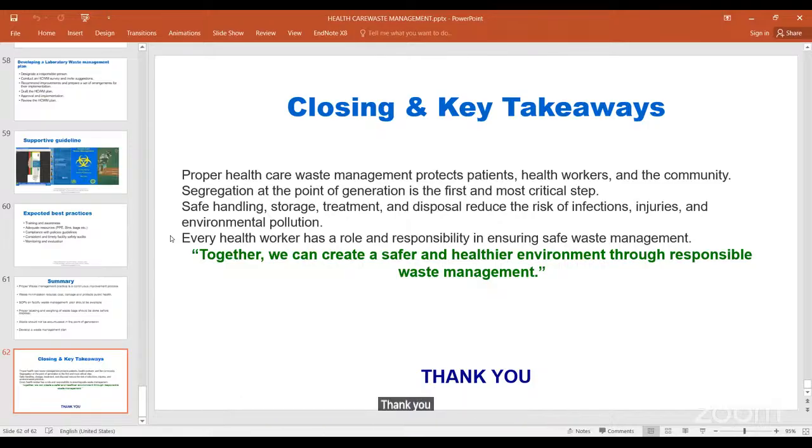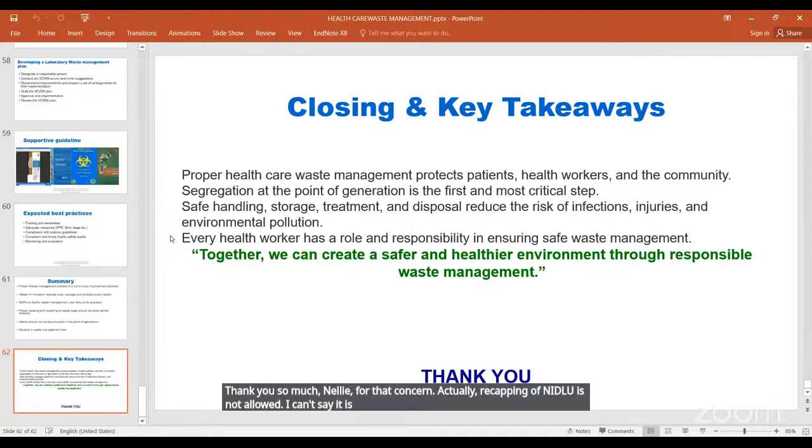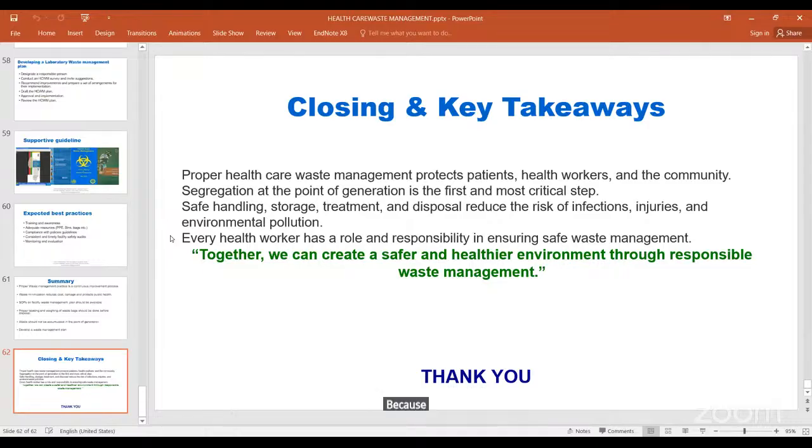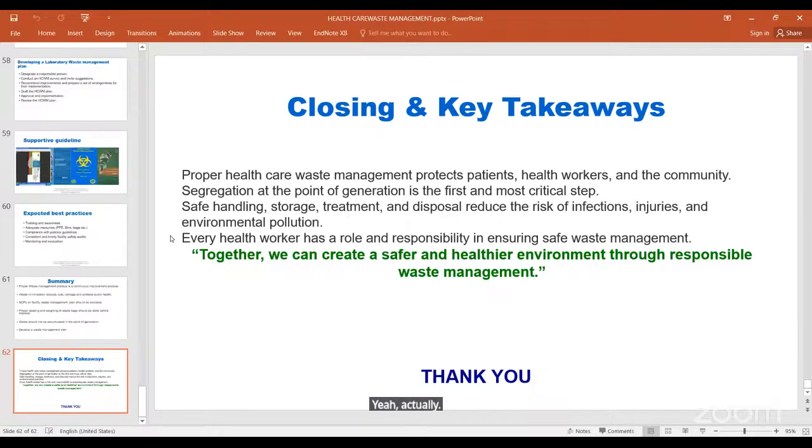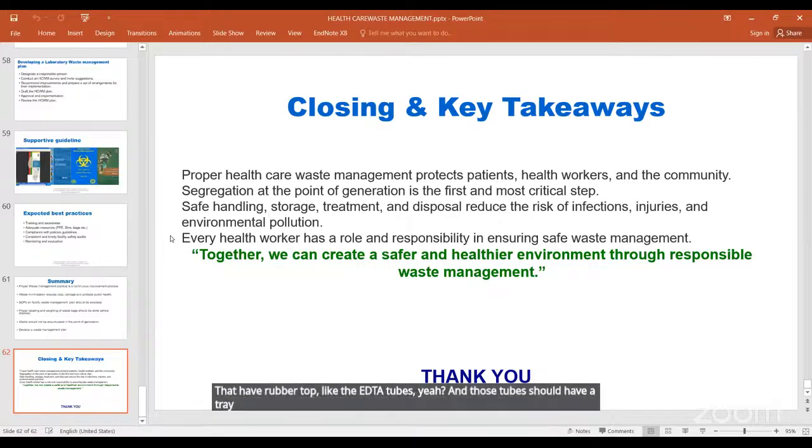Thank you so much, Nelly, for that concern. Actually, recapping of needles is not allowed. I can say it is prohibited because of the risk involved. But when it comes to sample integrity, despite using a closed or open system, we have tubes that have a rubber top, like the EDTA tubes, and those tubes should have a tray or a tube holder.